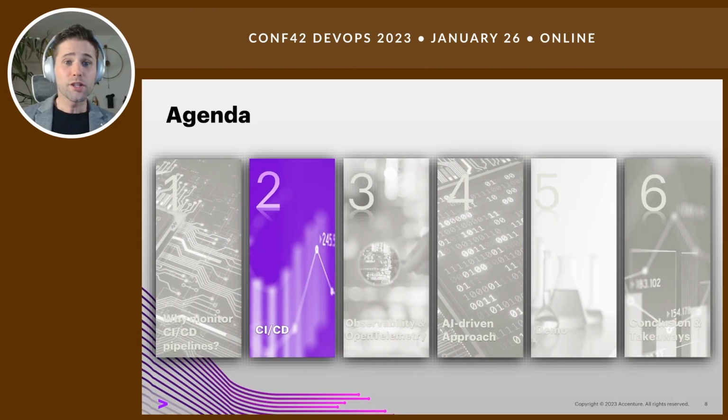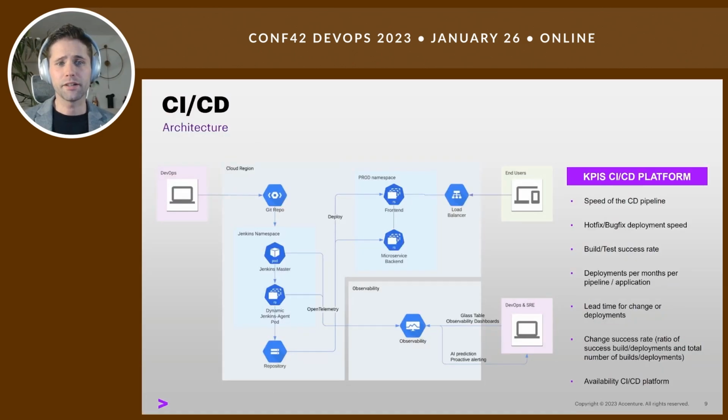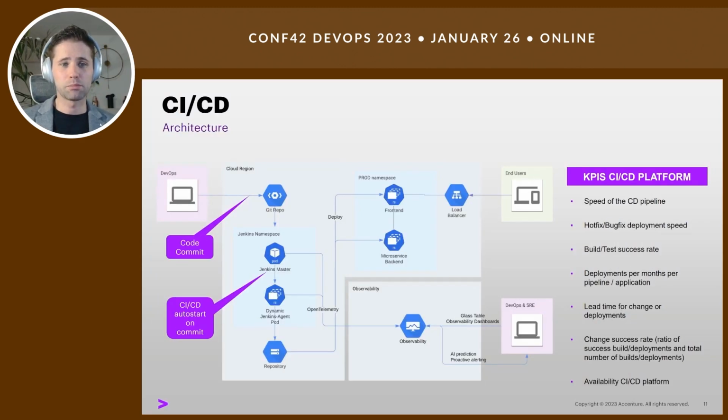Thanks, Francesco. Now that we introduced the key motivation for today's talk, I suggest we dive into the first major topic, which is CI/CD. What we see here is the architecture of our CI/CD flow integrated with the observability platform. So let's start from the top left. Imagine a DevOps engineer who's writing some new code, and when he's done, he commits it to the Git repository. Subsequently, this commit will trigger our CI/CD pipeline.